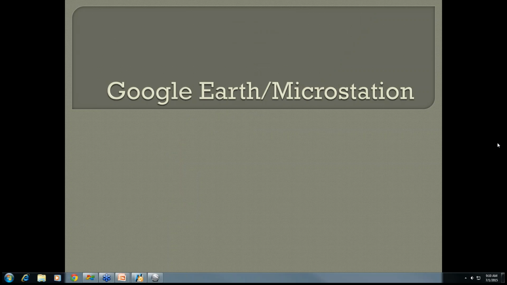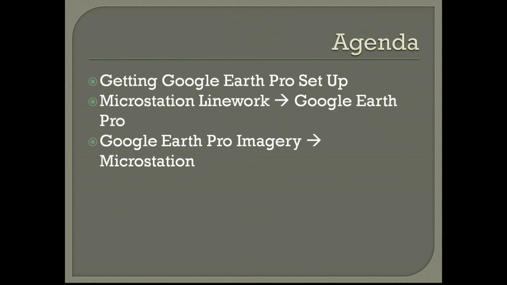So this morning we're going to look at Google Earth and Microstation, and it can be a pretty useful tool for some of the design work that we're doing. Our agenda this morning: first I'll show you there's a couple things special as far as the setup goes for Google Earth Pro, which is now free. So you get a few extra options in the Pro version, and they've just given out free licenses for that. But there's a few special things in the setup that you need to do to make sure it integrates correctly with Microstation. And then we'll look at getting Microstation linework into Google Earth Pro.